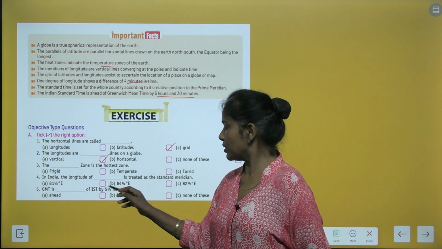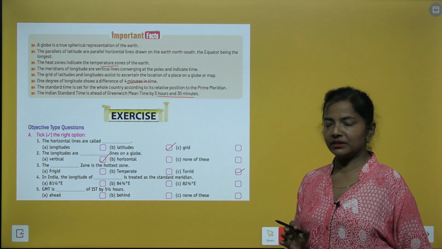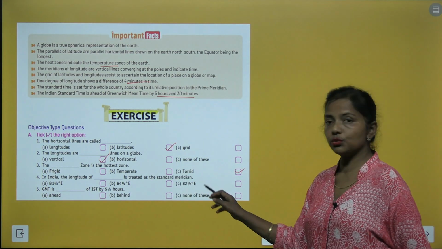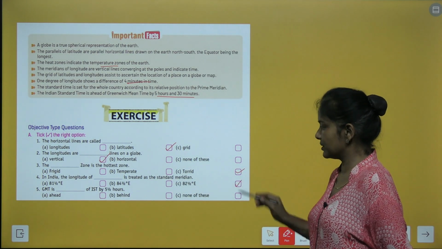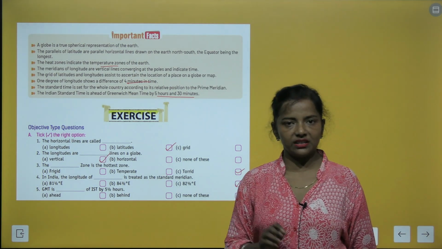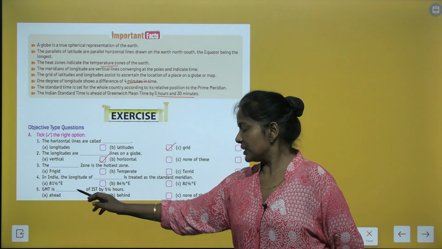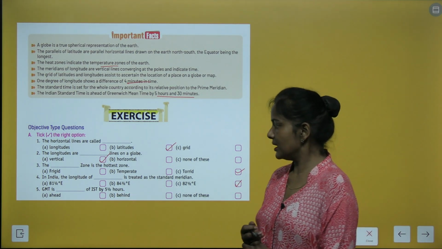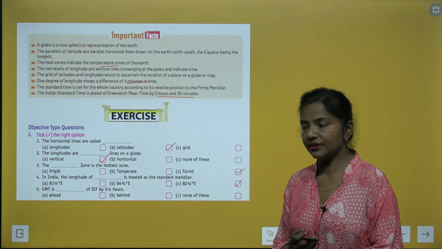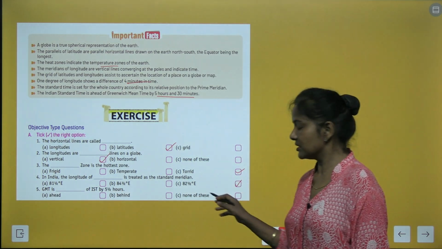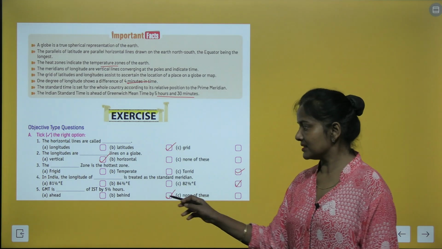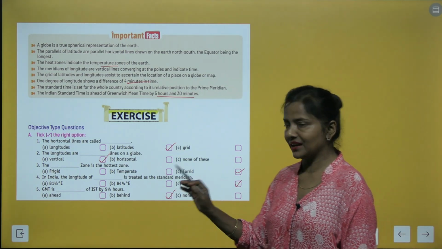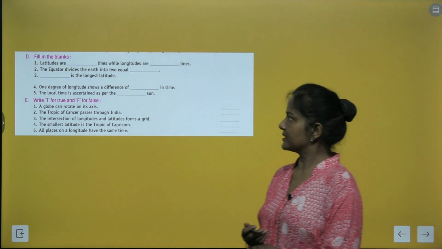In India, the longitude of dash is treated as the standard meridian. 81.5 degree east, 84.5 degree east, 82.5 degree east. 82.5 degree east is treated as the standard meridian in India. GMT is dash of IST by 5.5 hours. Ahead, behind, none of these. Behind. Indian Standard Time is 5.5 hours ahead, so GMT is behind.